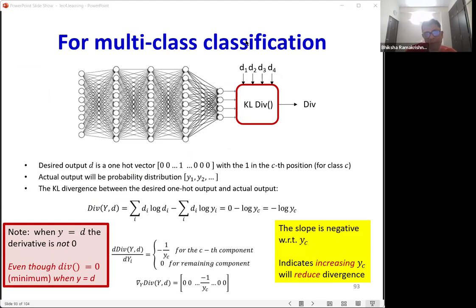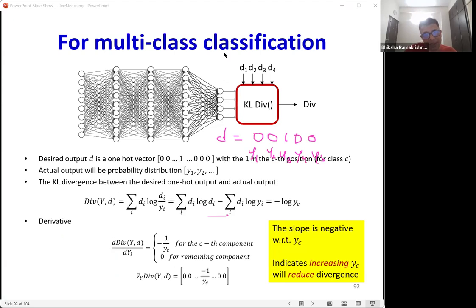Okay, so you have your desired output D, which is going to be something like 0, 0, 1, 0, 0. You have your actual output, which is going to be Y1, Y2, Y3, Y4, Y5. This is how the KL divergence is defined. Actually, let me go to the previous slide. So this is how the KL divergence is defined: summation D log D over Y, which is summation D log D minus summation D log Y.